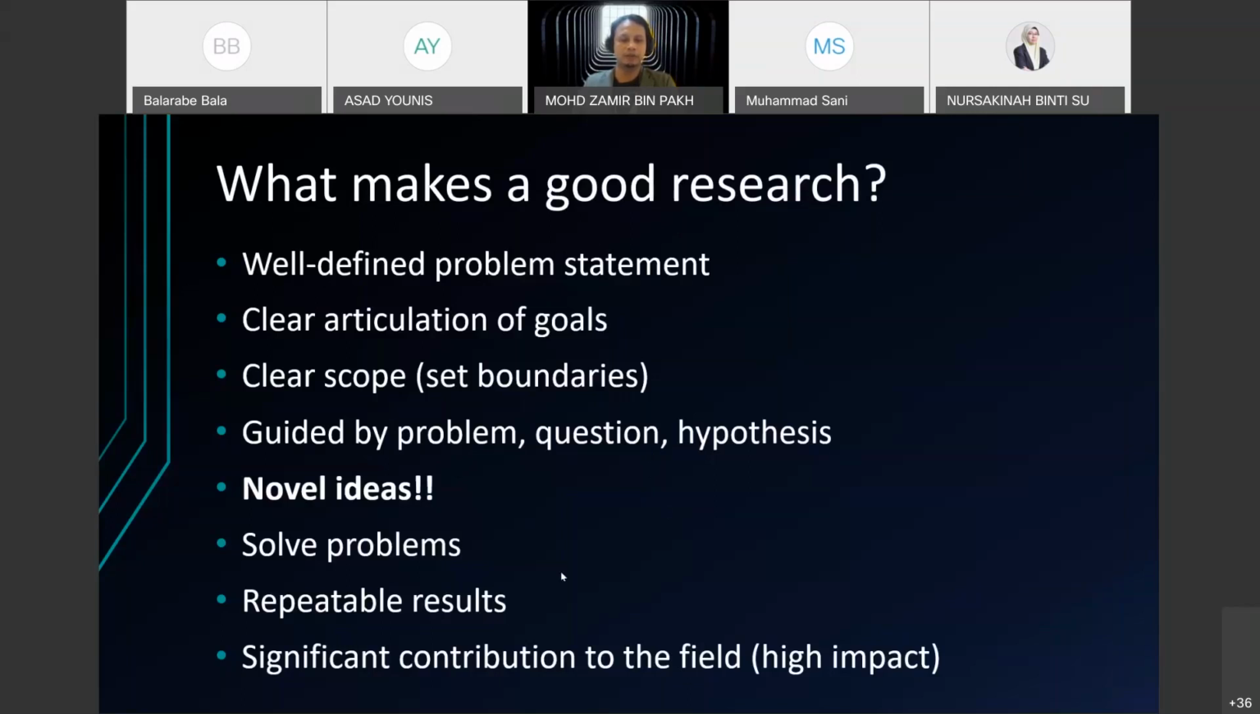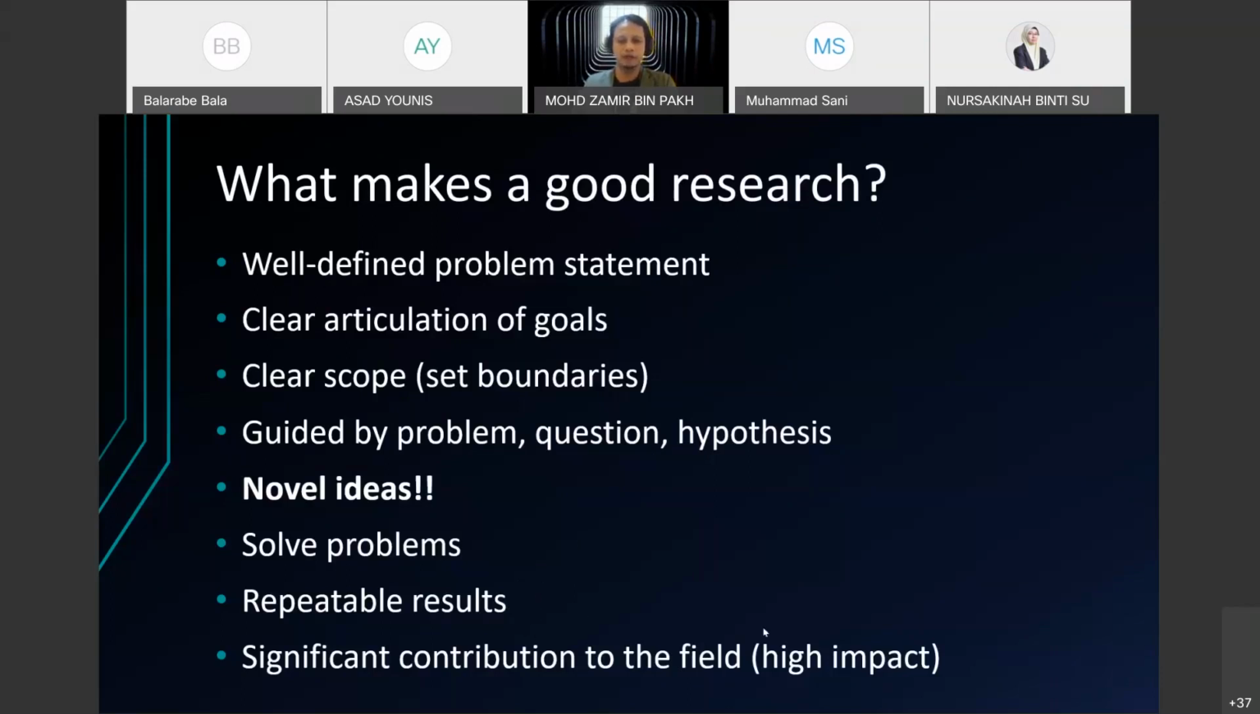Repeatable results. So if you run today, you get this set of results, and then you run again next week, you get something else, and then you run again next month, you get completely different stories, then something's wrong with the experimental design or the nature of the experiment, right? So you need to produce repeatable results in order to be worthy of publication.